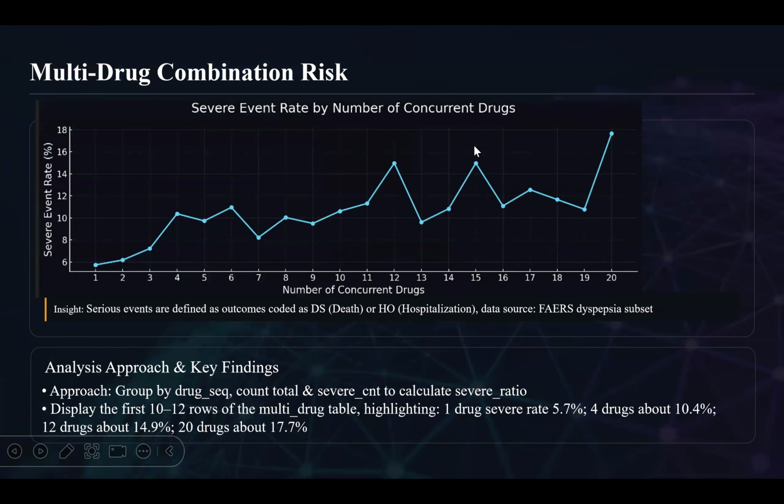Second is our multi-drug combination risk. We used the drug sequence to measure how many different drugs were involved in each case. As the number of drugs increases, the rate of severe outcomes also rises, as we can see from the graph. One drug has a 6% severe rate, 4 drugs 10%, 12 drugs 15%, and as you can see, 20 plus drugs approximately 18%. This confirms that polypharmacy can increase the safety risk.